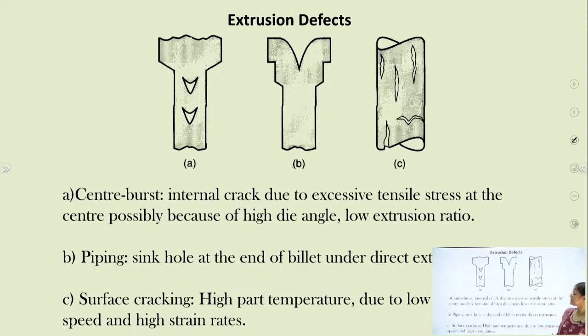Piping is a defect that generally occurs at the end of the extrusion process. It is like a sinkhole at the end of the billet in the direct extrusion process. Surface cracking usually occurs due to high part temperature, high extrusion speed and high strain rates.